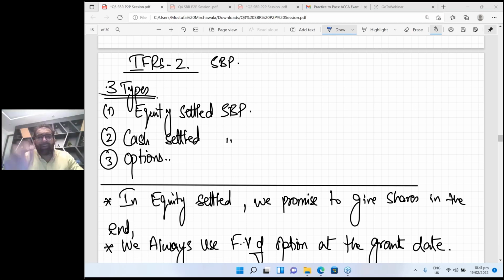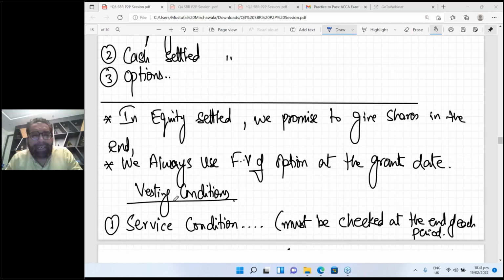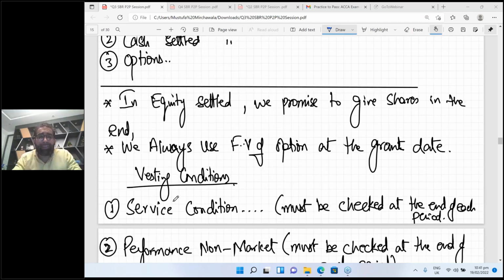Okay, right? Now what are some basic characteristics of equity settled? In equity settled share-based payment, we promise to give pure shares. This is the basic characteristic: we always use the fair value of the share option at the grant date. The future fair value of options, if it is given, is irrelevant, right?